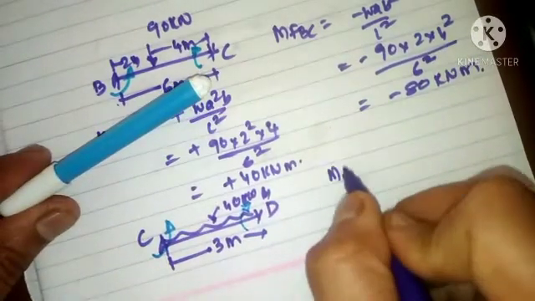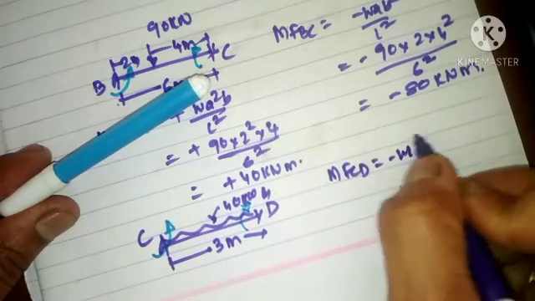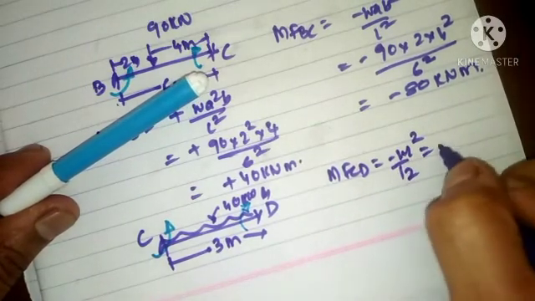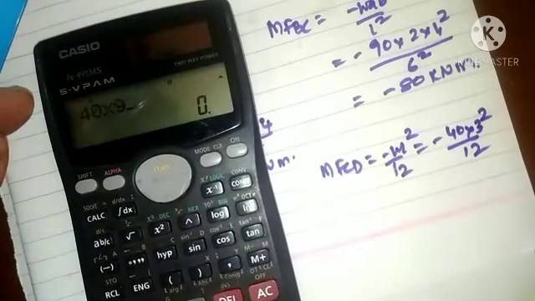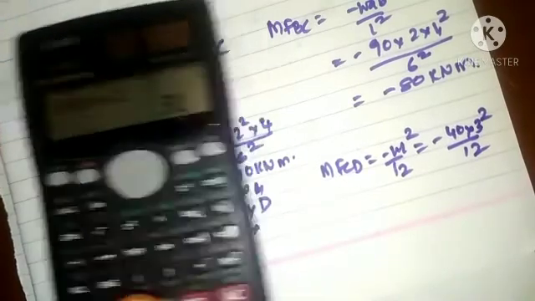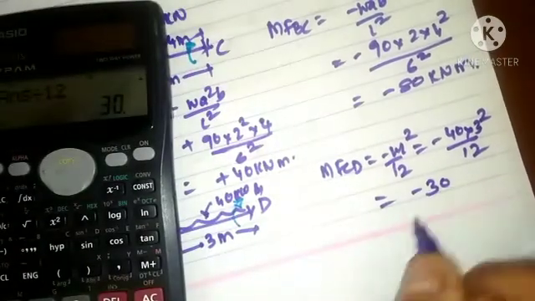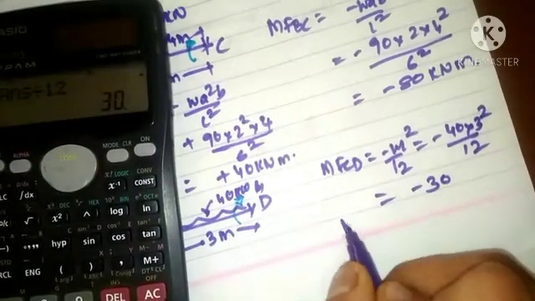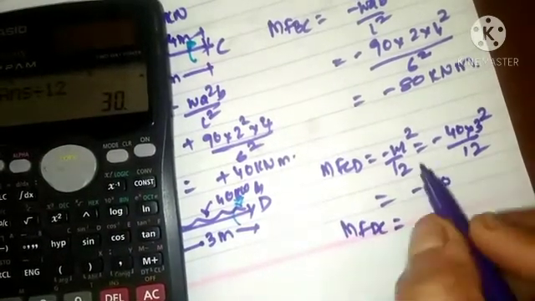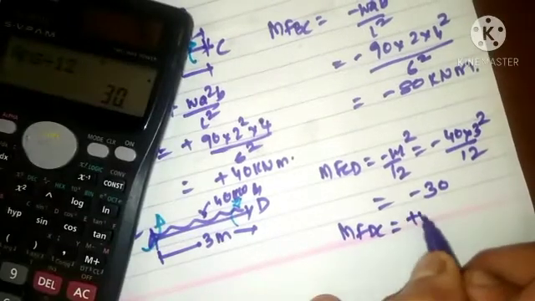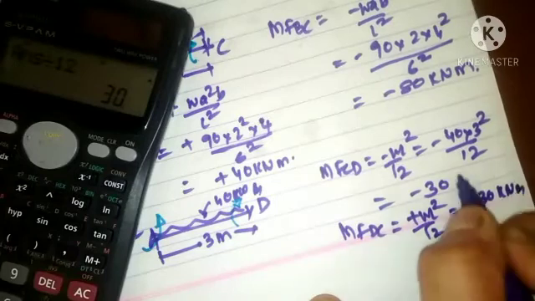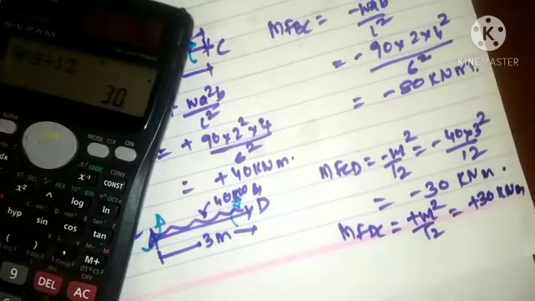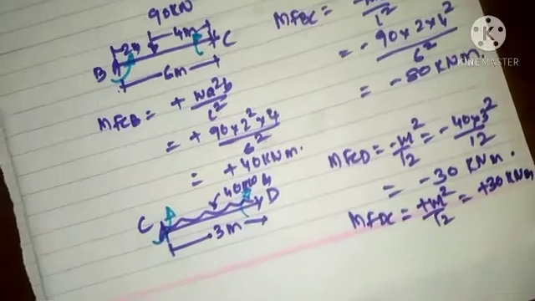So MFCD will be minus WL square divided by 12, which will be minus of 40 into 3 square divided by 12. So which comes out as 40, 3 square will be 9, divided by 12, which comes as 30. So MFCD is minus 30. Then MFDC value, as it is symmetric here, will be plus WL square divided by 12, which comes as plus 30 kilonewton meter. So these are nothing but the values of CD and DC.